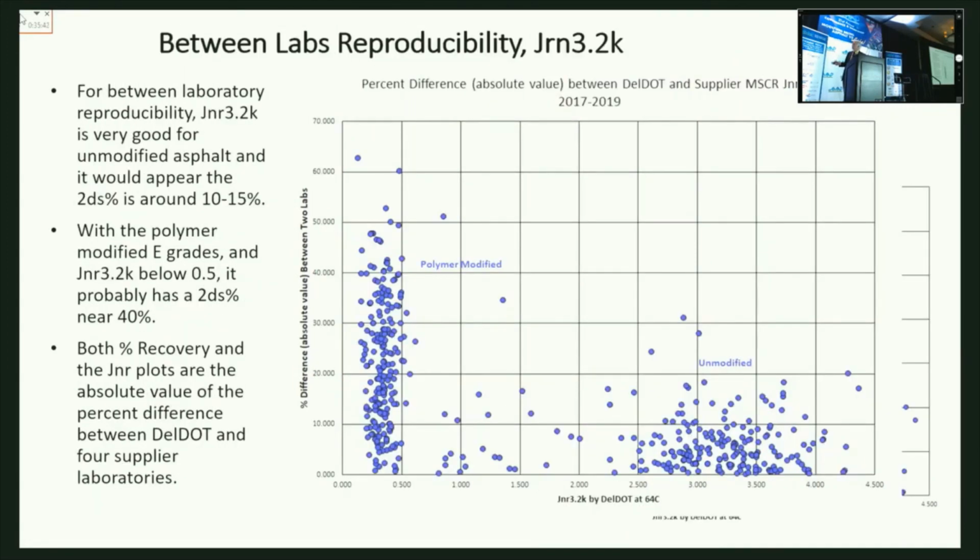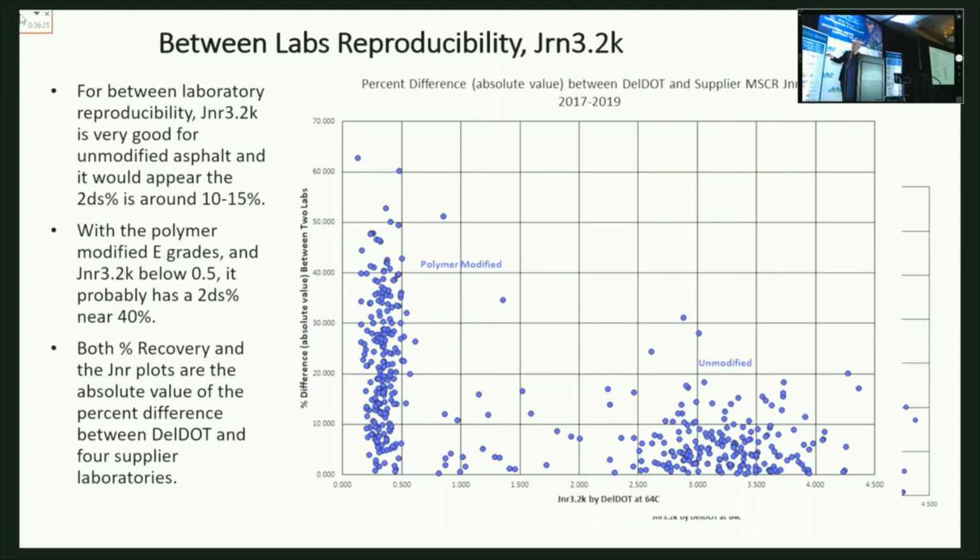When you move to JNR, the story's actually the opposite. At high JNRs, which would be your S grades, your H grades, your V grades, your 64s and 70s for Delaware, it's actually fairly good, fairly tight. It occurs in this region. It's probably about 10 or 15%. And so you have very good interlab reproducibility.